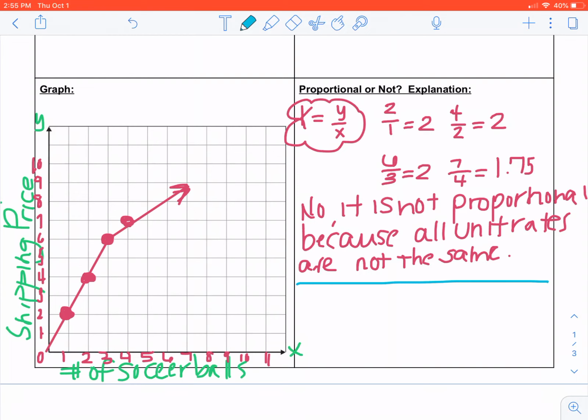All right, or we can look at the graph. Now, there's two things that have to happen in a graph in order for it to be proportional. It has to be a straight line, and it has to go through the origin. Now, this one, if you look down here, the origin is at 0, 0. It does go through the origin, yes. But when you get all the way up past that 3 soccer balls, it starts to go the other direction, which means it's not a straight line. So if we're using the graph, we could say, no, it is not proportional, because it is not a straight line.